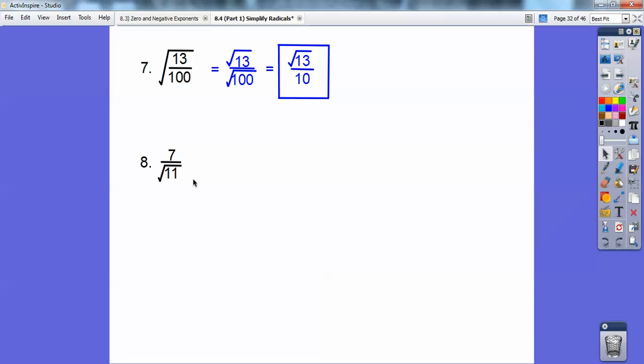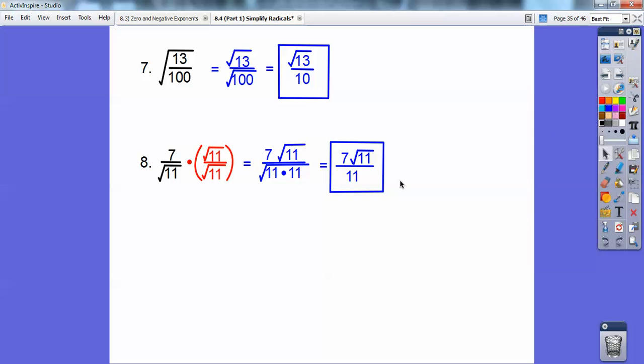Math doesn't let us keep radicals in the denominator. So I'm going to multiply this fraction by 1, but my 1 is going to be root 11 over root 11. That way I'll have two 11s on the inside downstairs. That brings one 11 on the outside. Okay, so I'm going to have 7 root 11 on top, and then two 11s on the inside is going to bring one of them on the outside. So there's my answer right there.